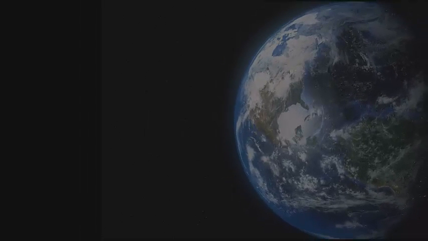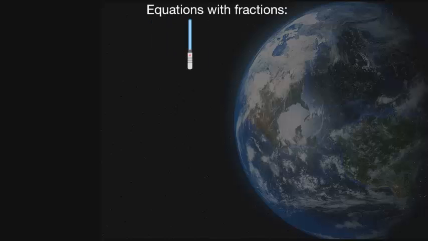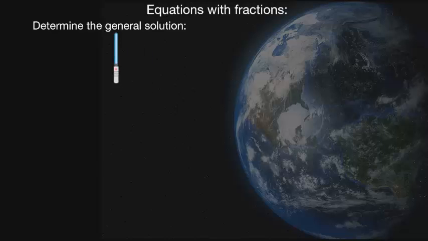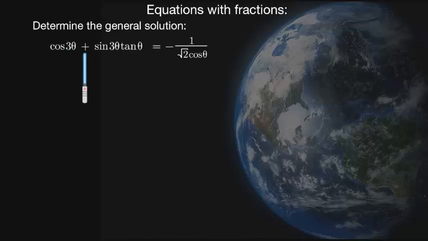In today's lesson, we are again looking at trigonometric equations, but this time they contain fractions. We are going to solve for the general solution in the following example. We are given cosine 3 theta plus sine 3 theta times the tangent theta is equal to minus 1 over the square root 2 cosine theta.